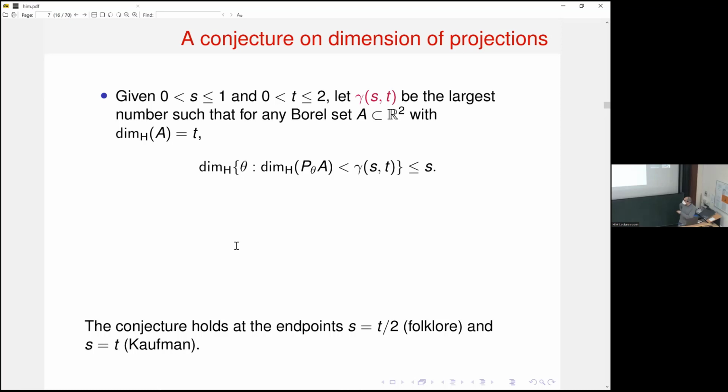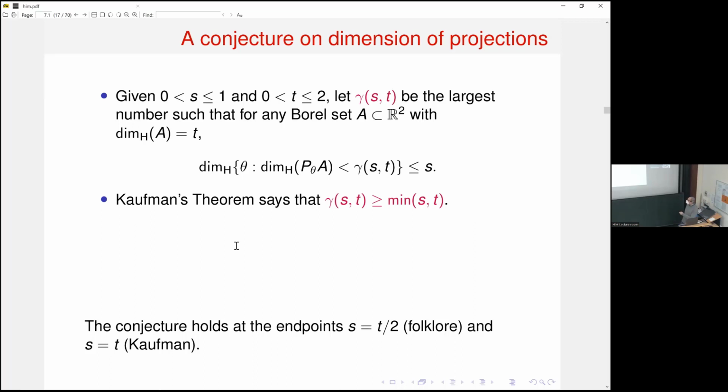Okay, and I guess this is equivalent to what I wrote. So again, we have a set of dimension t, we have a set of directions of dimension s. If we can guarantee that at least one projection of the set of dimension t, where we take the direction from the given set of dimension s, will have dimension gamma of st, that's a lower bound for gamma of st. And the question is, what is the real value of gamma of st?